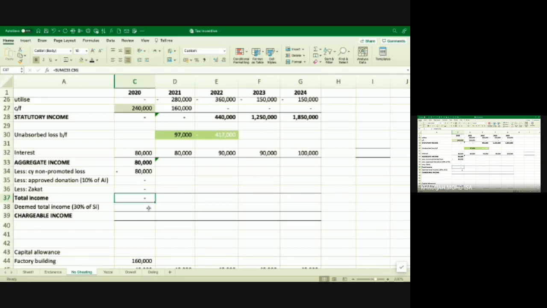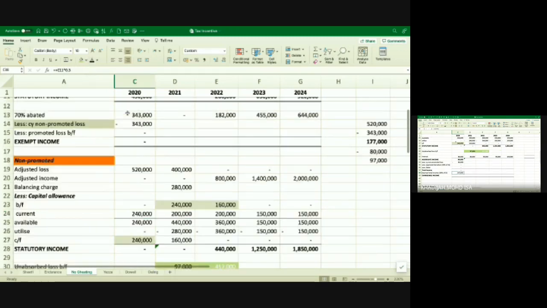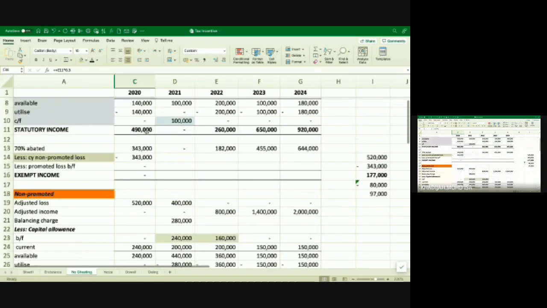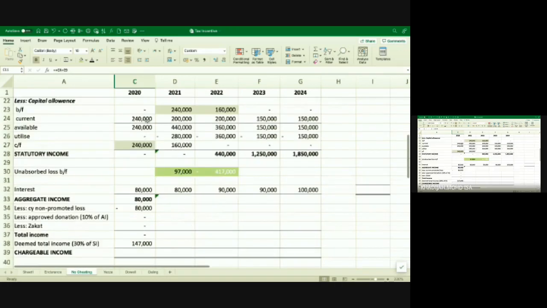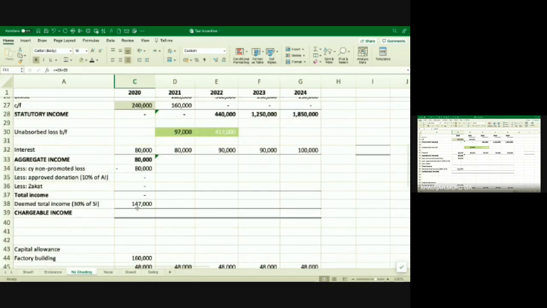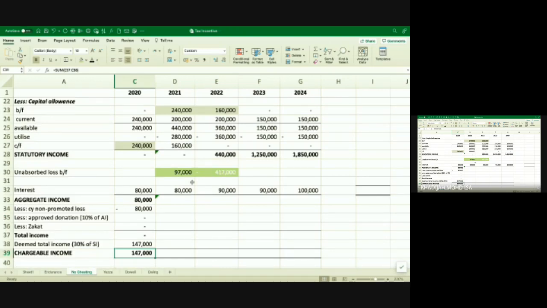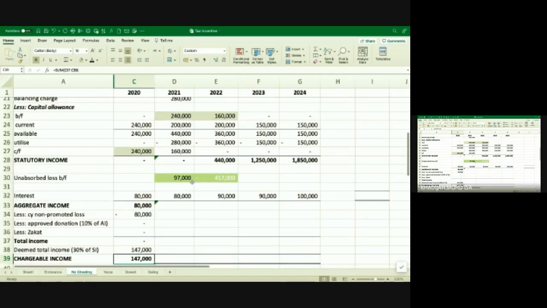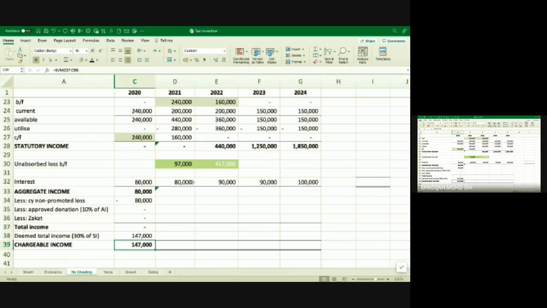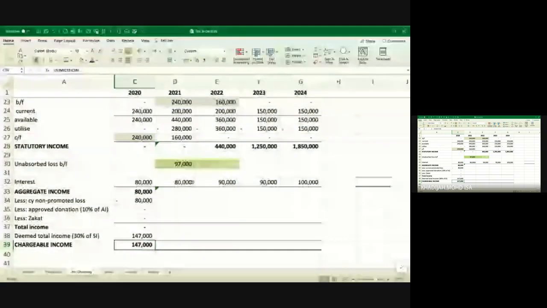But your deemed 30% income is always there, which is 30% of your SI. Where is your SI? Here. SI here, 490 times 30%. That will be your deemed total income. And for that, you're going to have a chargeable income of 147,000. Okay, before we go into 2021, any question? No question?